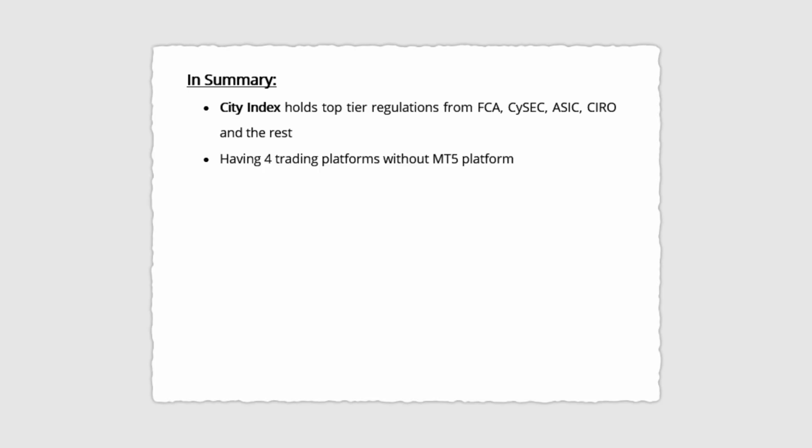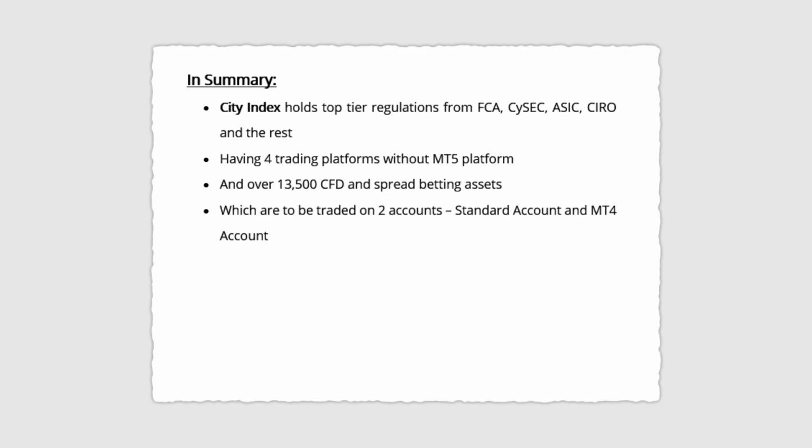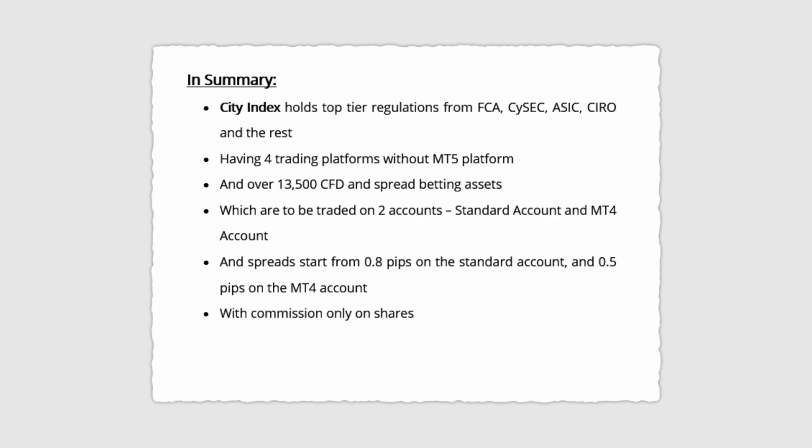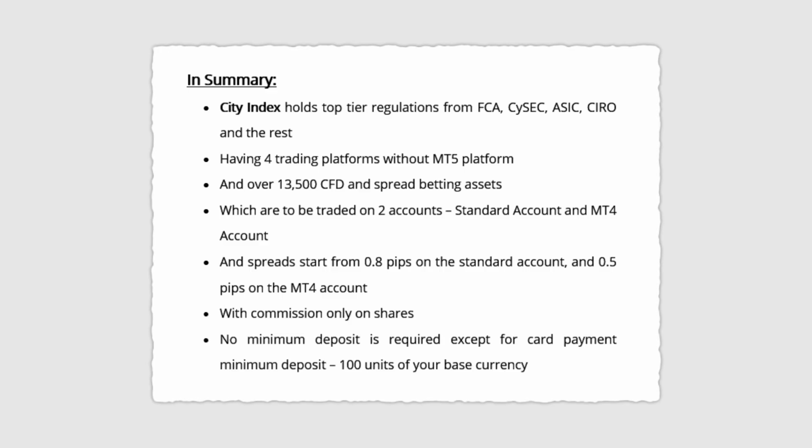Here is a brief of City Index offerings. City Index holds top-tier regulations from FCA, SISEC, ASIC, CIRO, and the rest, having 4 trading platforms without the MetaTrader 5 platform, and over 13,500 CFD and spread betting assets, which are to be traded on 2 accounts. And spread starts from 0.8 pips on the standard account and 0.5 pips on the MetaTrader 4 account, with commission only on shares. No minimum deposit is required except for card payment minimum deposits.